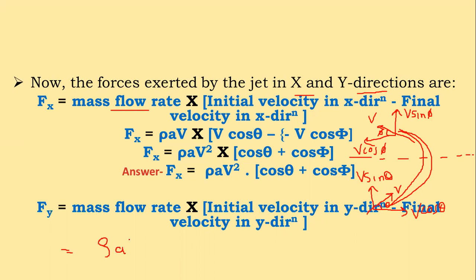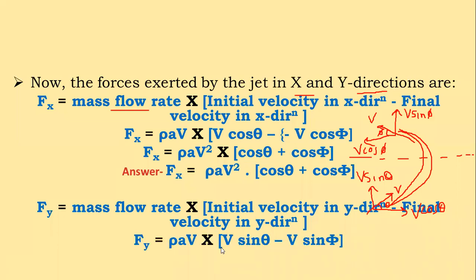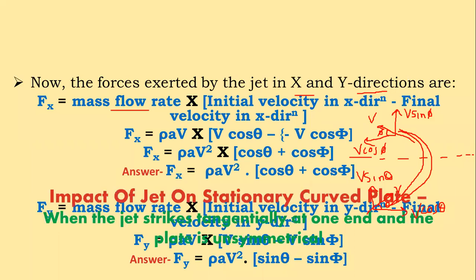Rho a v square into what will come? Sin theta minus sin phi. Sin theta minus sin phi. Okay, so let us check. So it is correct. Fy is equal to rho a v square into bracket sin theta minus sin phi.